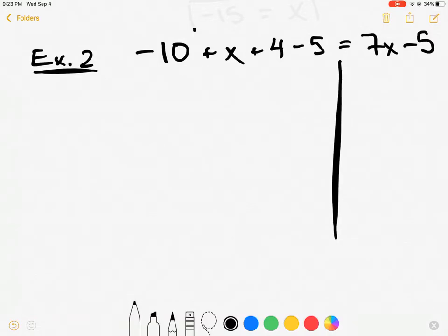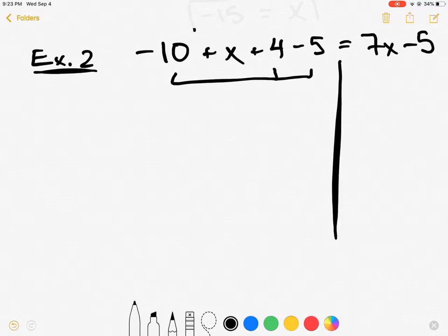We've got 3 constants on the same side of the equation, on the left side. So we want to simplify our equation first, and we can do that by combining our like terms. Those constants are the terms that we can combine: negative 10, positive 4, and negative 5. When you are combining those terms, the sign directly in front of the term is included and tells you what operation to use.